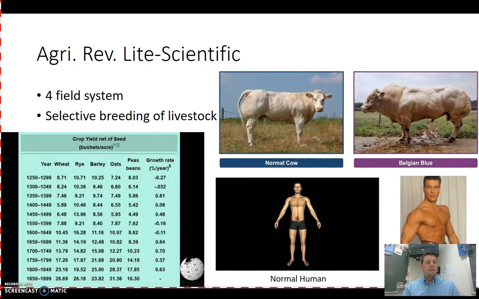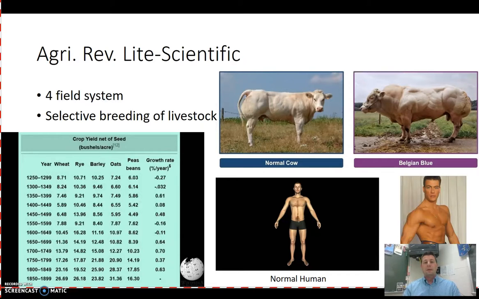Another way in which we see this is through the selective breeding of livestock. There's a genetic defect that results in the Belgian Blue cow. Look at how beefy this dude is over here compared to a normal cow. It looks like he is on creatine. He's on steroids. And these are going to produce more meat.